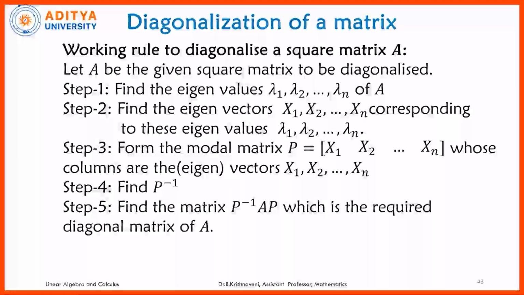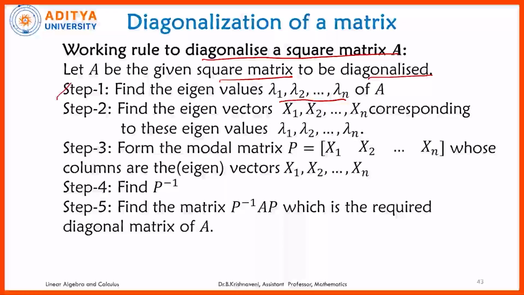So, now we will see the working rule in order to diagonalize a square matrix. Now, we will see what is the working rule to diagonalize a square matrix A. Let us consider A be the square matrix to be diagonalized. Step 1: find the eigenvalues of the given matrix A.